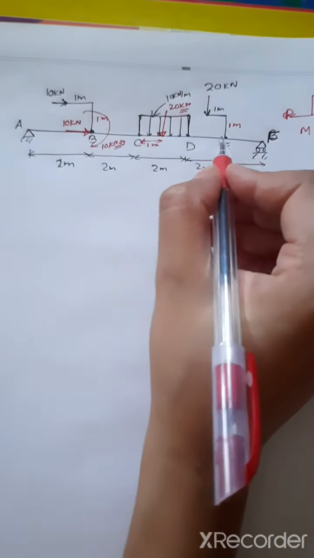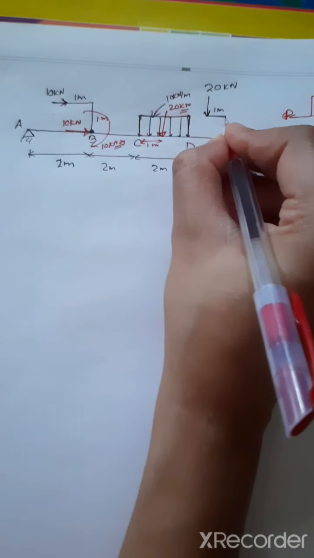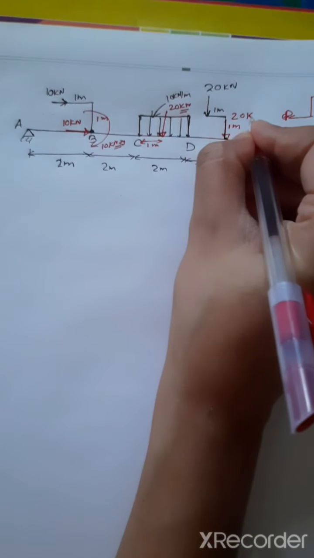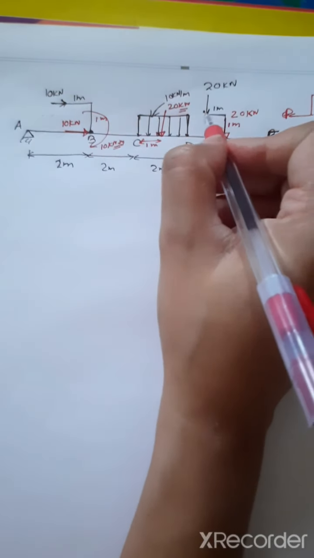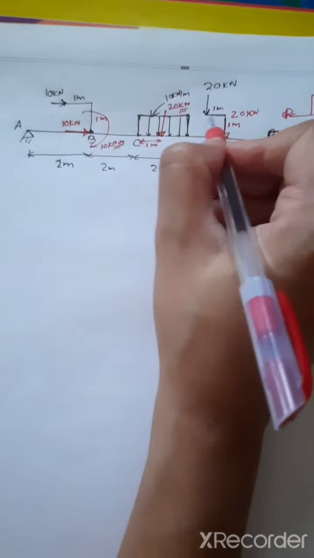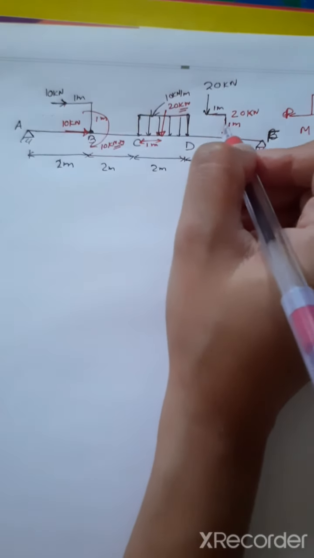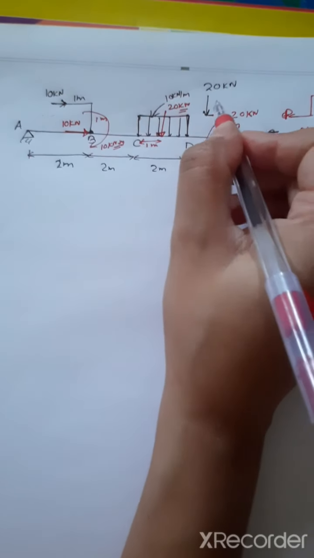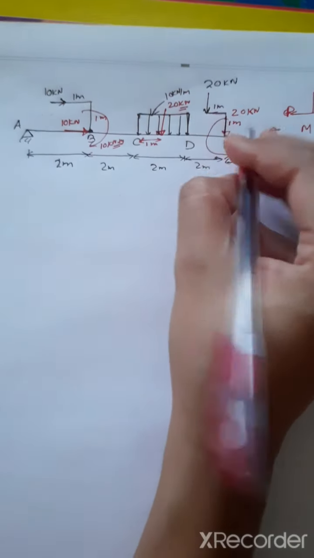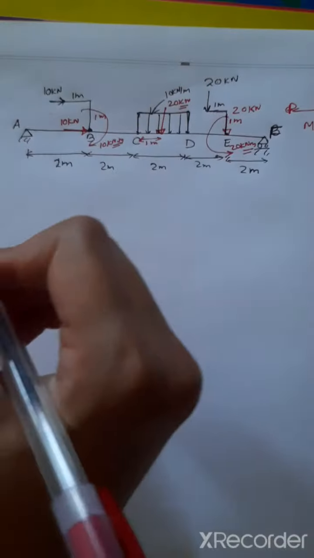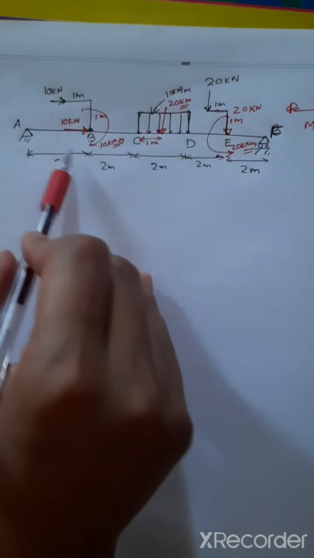Now we will come to the point E. So we'll shift this load to point E, and that is 20 kilonewton. So this will also give 20 into 1 meter perpendicular distance will give us a moment. The moment will be in counterclockwise direction. The moment will be 20 into 1, so that is 20 kilonewton meter moment in counterclockwise direction. Okay, so we have shifted and taken all the moments also.